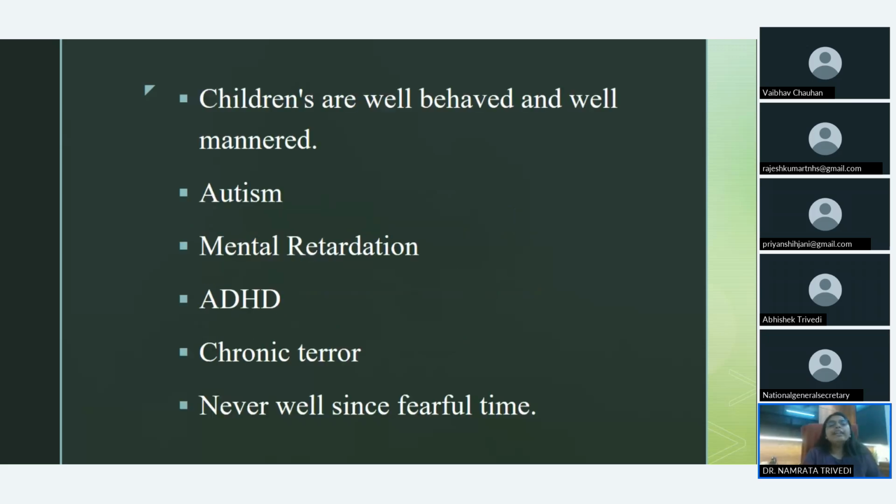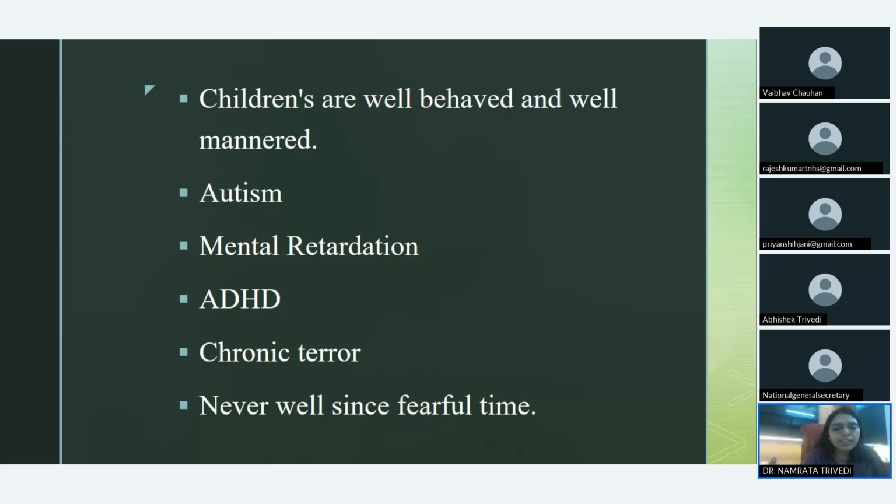Now, the children. The children are very sincere, very well behaved, and well mannered. You can see the children of Carcinosin very sincere, very well behaved. Never criticize his parents. Everything is done for his parents. He is like a slave for his parents. Autism can be seen in the patient, mental retardation, ADHD, attention deficit hyperactivity disorder.